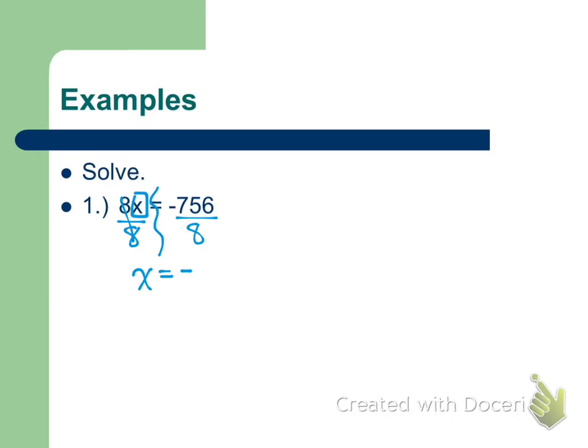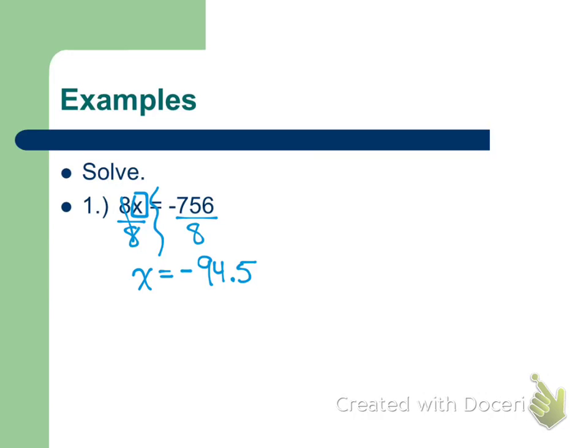What do we get? Negative 94.5. Negative 94. You can put 0.5 or 1/2. Do we all agree? Those of us with calculators or that are really good at long division. Alright, and then we're done.